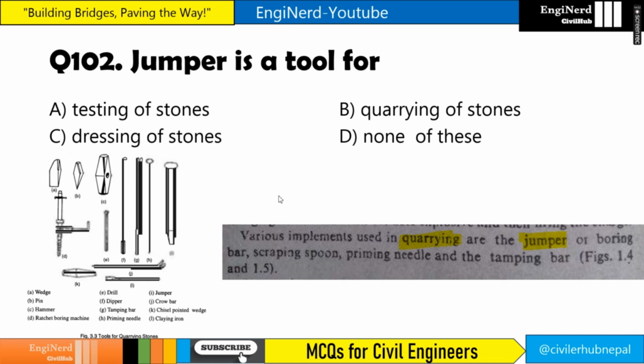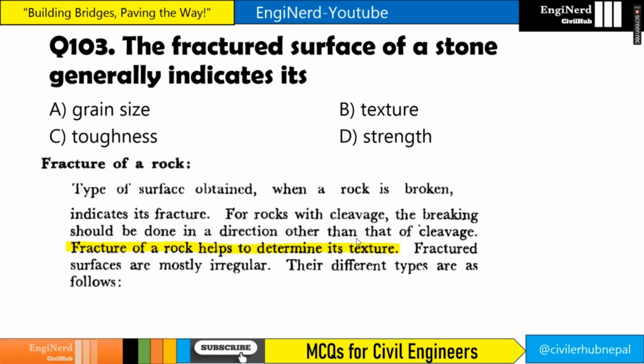Jumper is a tool for quarrying of stones, right? So if you see here, various instruments used in quarrying are the jumper or boring bar, scraping spoon, priming needle, and the tamping bar. So answer is jumper is a tool for quarrying, right? So answer is quarrying of stones. The fractured surface of stone generally indicates what? Its texture, right? If you see here, fracture of rock helps to determine its texture.